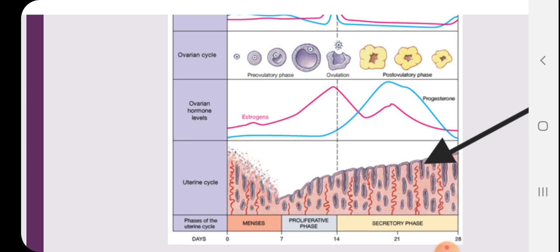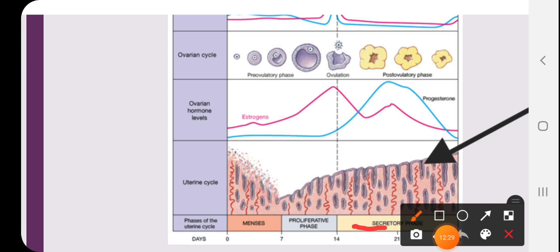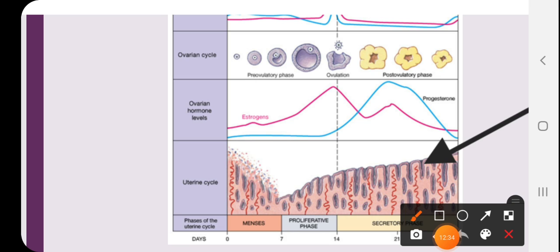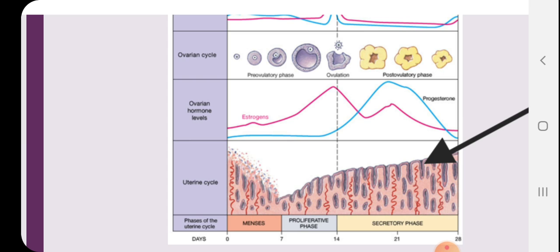Then last is the secretory phase, which is between the 14th and 28th day of the cycle. The 14th is the ovulatory phase; 15 to 28 is the secretory phase. Now you can see here, this is the secretory phase. It is the longest phase, between the 15th and 20th day after release of the secondary oocyte. The previous phase of it is the ovulatory phase.